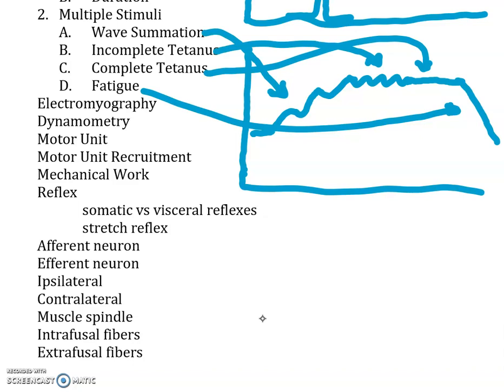Now, dynamometry means that you're recording the strength of a muscle. So that would be like the clench force that you can generate with your fist, holding something, holding an object, and that can be recorded as well.